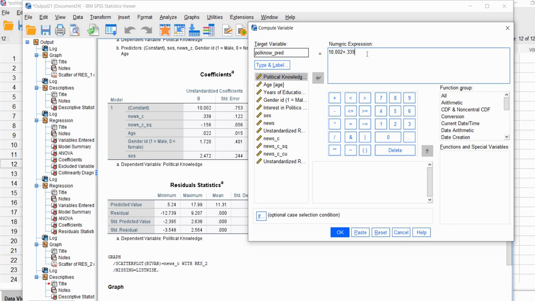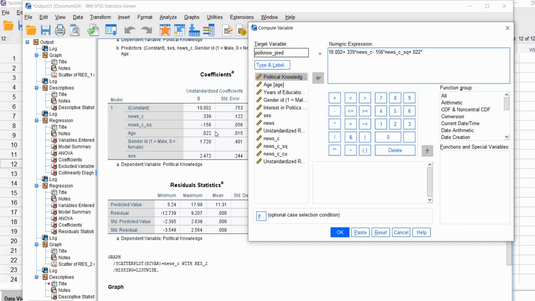And then an asterisk, that's indicating multiplication, then news_C. That's the name of our news consumption variable. Then we'll type in negative 0.156 and then an asterisk, and then news_C_SQ. So that is incorporating our squared news variable. Then plus 0.022, and then times.